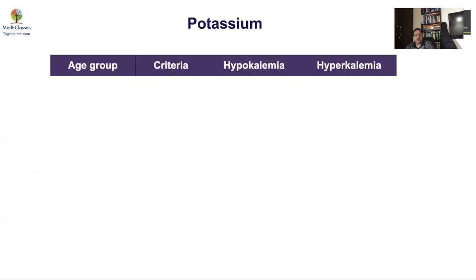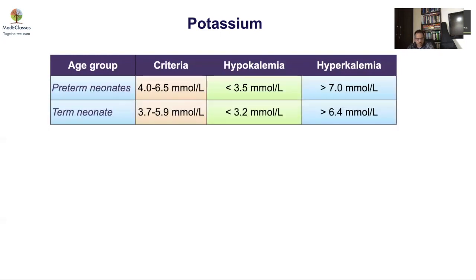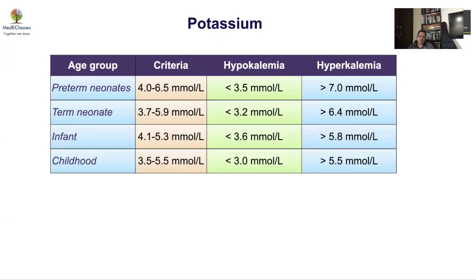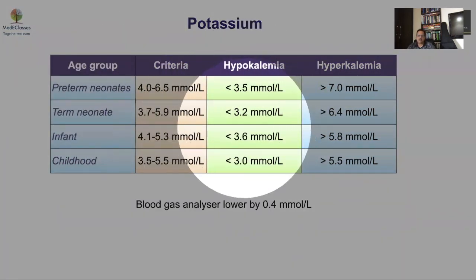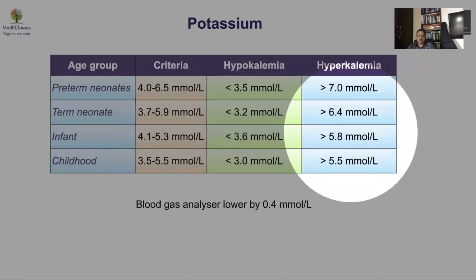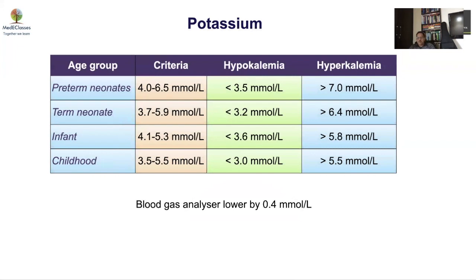Another thing to remember is that the potassium level depends upon the age group and maturity of the individual. There are different criteria for preterm neonates, term neonates, infants, children, and adults. Preterm and term neonates tend to have a higher level, so the cutoff for hypokalemia is lower and for hyperkalemia is higher. As we already discussed, blood gas analyzers tend to have a lower level. Also remember that metabolic acidosis causes an increase in potassium level. For every 0.1 decrease in pH, the potassium level goes up by 0.6.